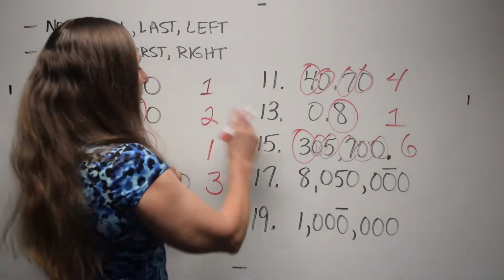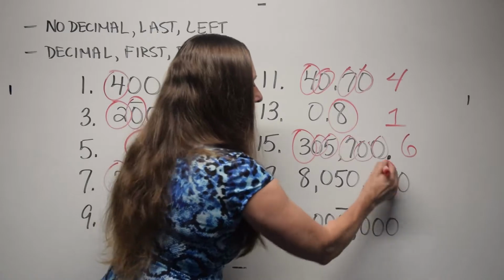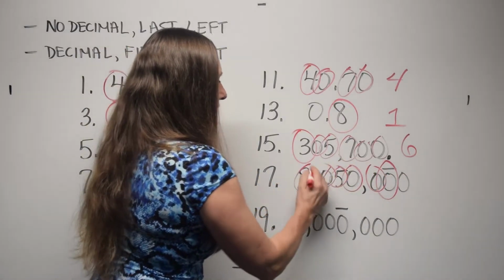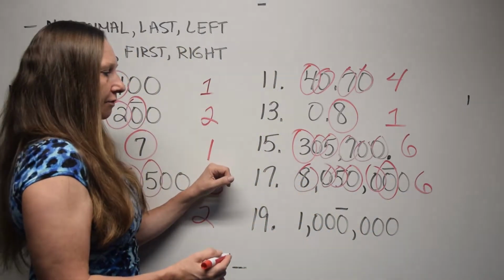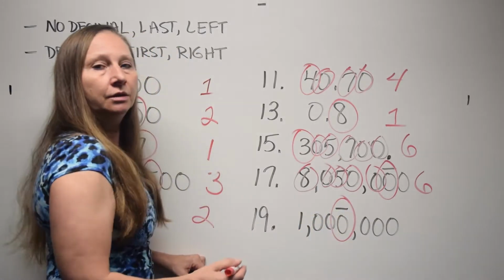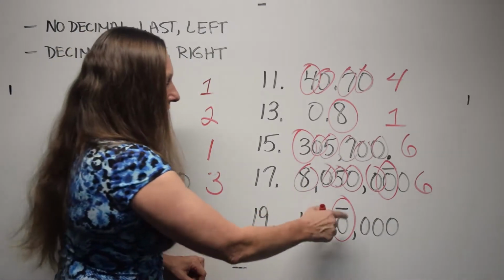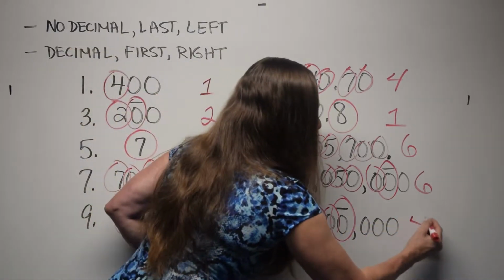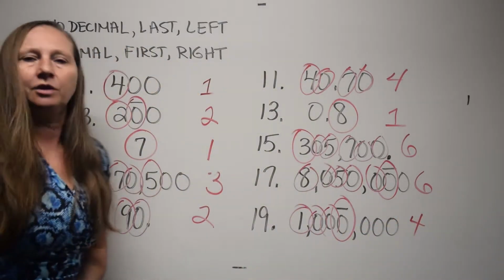No decimal. Last and to the left. 1, 2, 3, 4, 5, 6 significant figures. All right. No decimal. Go to the last non-zero or dash zero, it and everything to the left. 1, 2, 3, 4 significant figures.